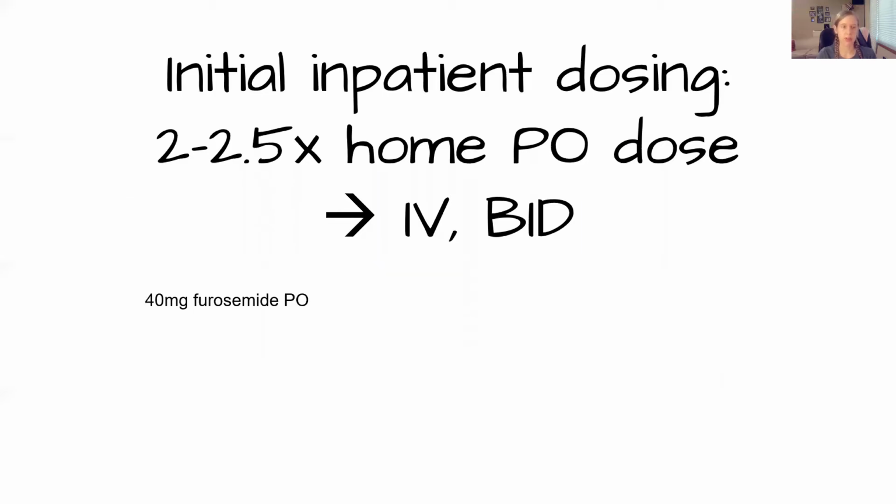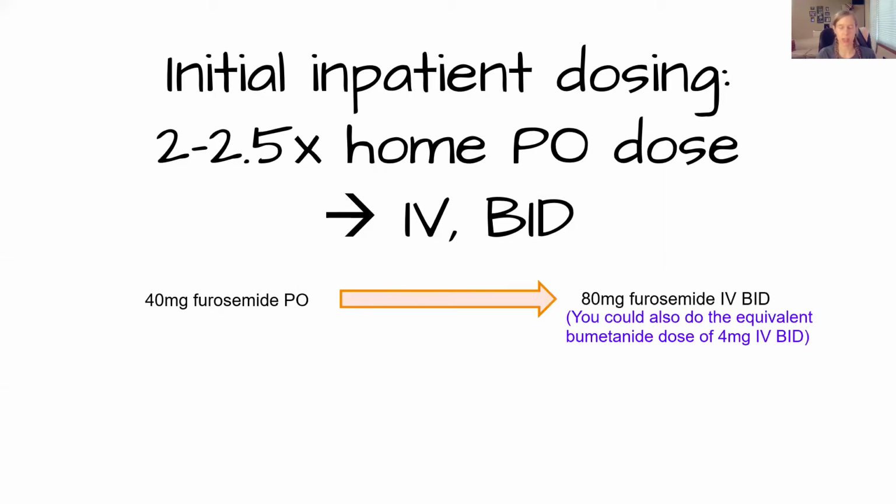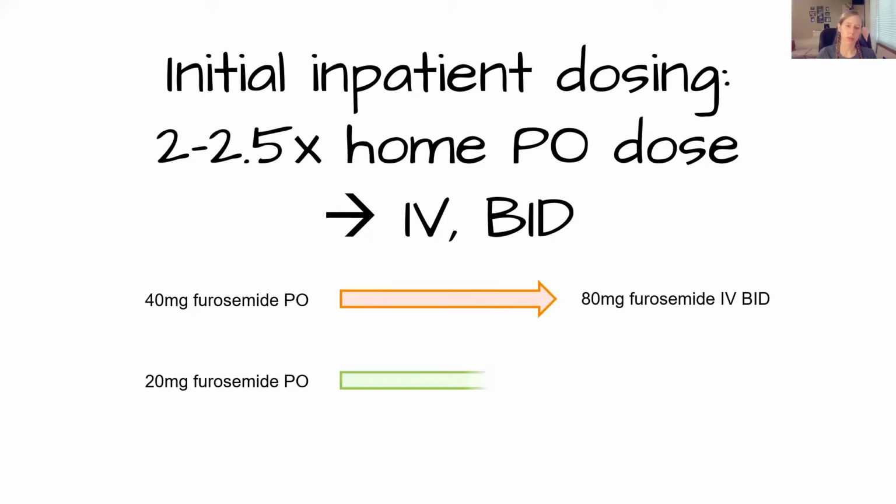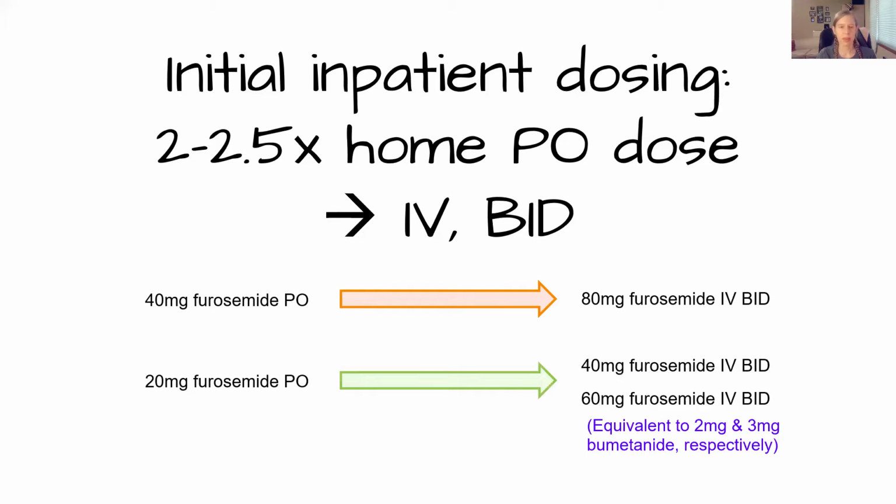So for example, if they're on 40 milligrams of furosemide oral at home, you could start them on 80 milligrams IV BID in the hospital to get started on that IV diuresis. Or as another example, if they're on 20 milligrams oral at home, you could try starting with 40 or maybe even 60 milligrams IV twice a day. From there, you're going to evaluate how well you're diuresing them and adjust your regimen from there.